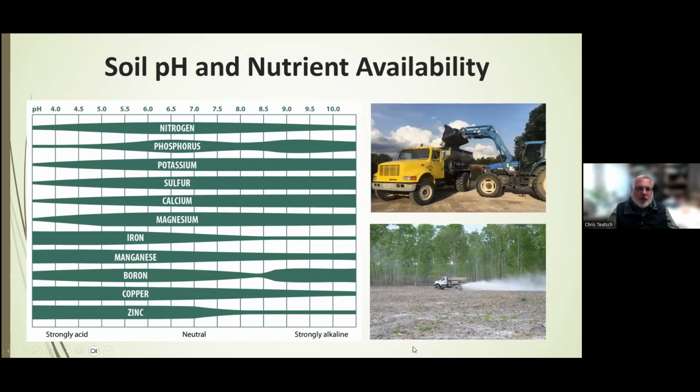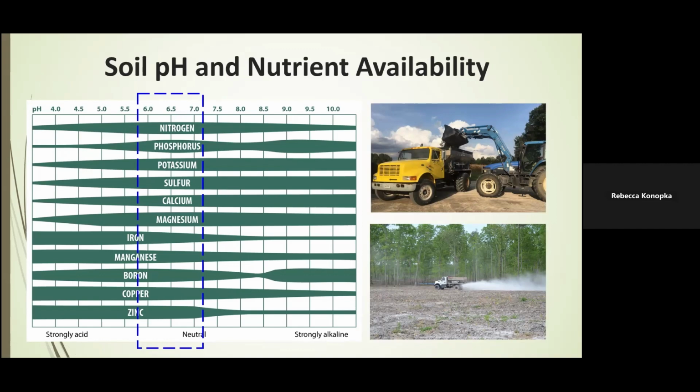And this is just a chart showing that. So we go from very acidic on the left to very alkaline on the right. What I want you to notice is that when we're in that desired pH range, which is going to be between 6 and 7 for most pastures and hayfields, that's when all of our nutrients are the most plant available. The wider the band is on here, the more plant available that nutrient is. So at this range of 6 to 7, all of our major plant nutrients, nitrogen, phosphorus, potassium, sulfur, calcium, magnesium, are all going to be the most plant available.